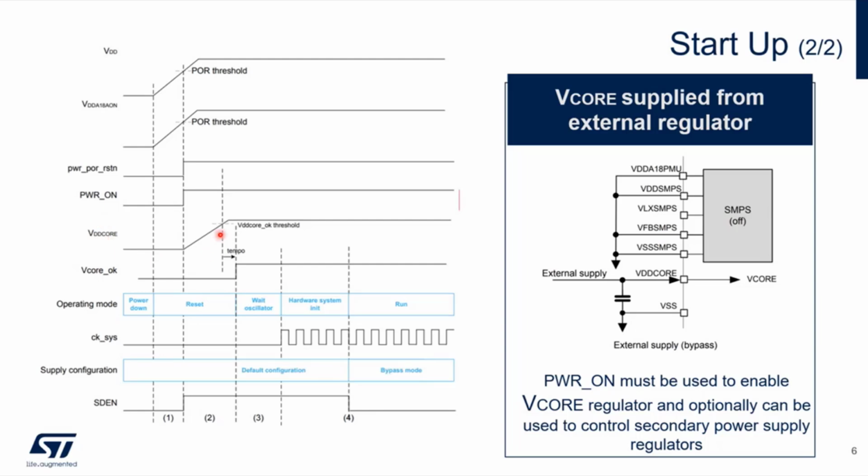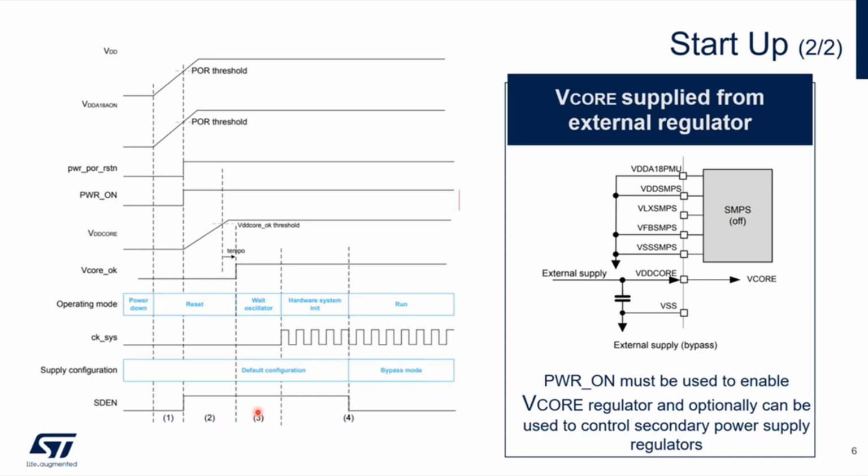When VDD core is okay, the oscillator starts, loads the OTP bits, so performs hardware initialization and switching to the run mode. What is important in external SMPS mode is to, as soon as possible, switch off internal SMPS because it is enabled by default.